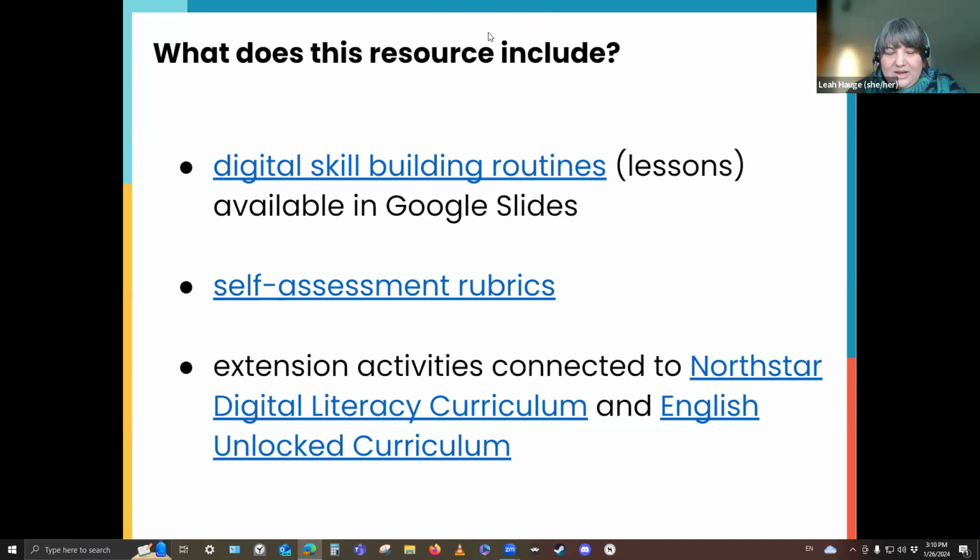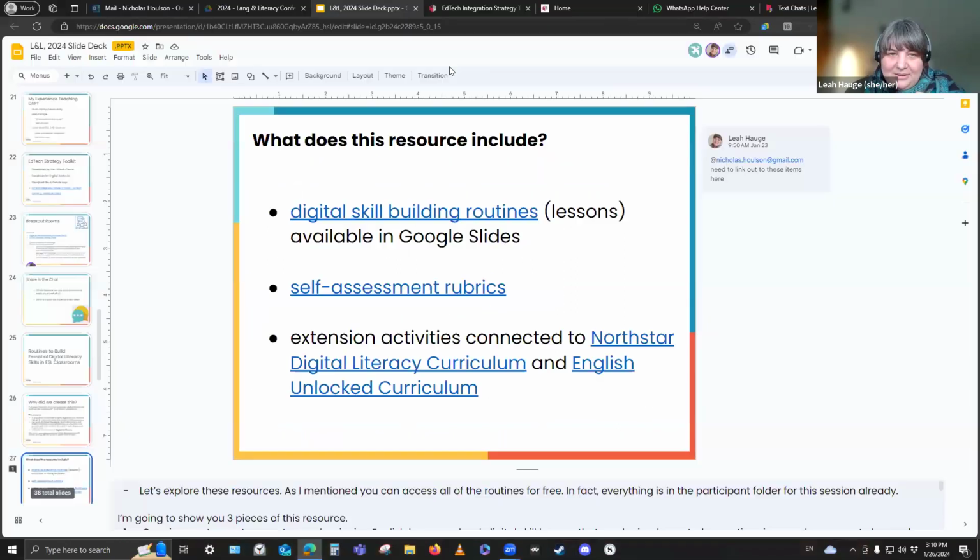And we'll have a breakout after I'm done talking where you'll get to look at this and unpack it a little bit too. So I'll start by just showing you one of the lessons in Google Slides. So Nick's going to take us there. Thank you, Nick.